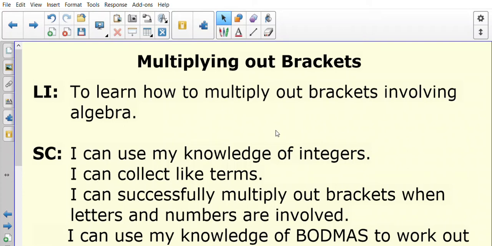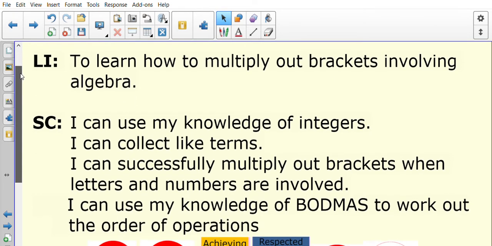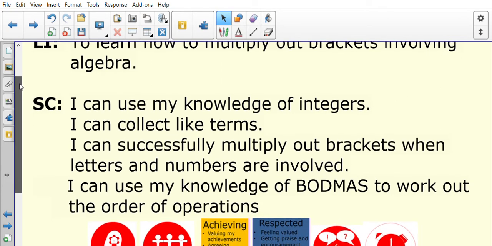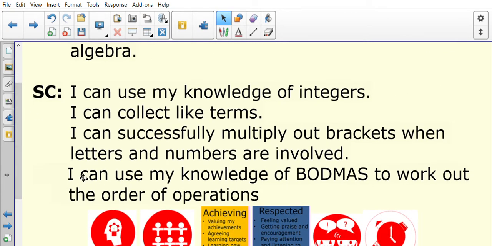So this is a video of how to multiply out brackets. It's a bit of an extension, if you like, to what you've seen previously. So just a reminder, you need to know and be able to use your knowledge of integers. You have to be able to collect like terms. You can successfully multiply out brackets when letters and numbers are involved. And lastly, today, the new part of the success criteria is that you can use your knowledge of Bodmas to work out the order of operations.